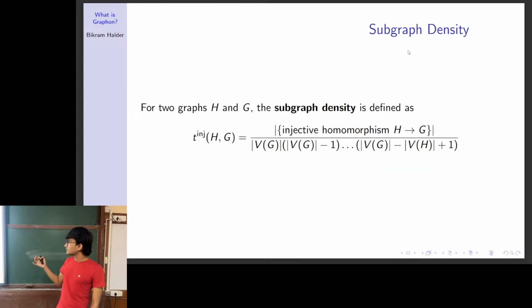And we define the subgraph density, also known as the injective homomorphism density, to be all the injective maps from H to G divided by the maximum number of copies of H that you can embed in G. Basically, you take all the copies that you can embed from H to G, and in the denominator you take the maximum number of copies that you can embed in G.